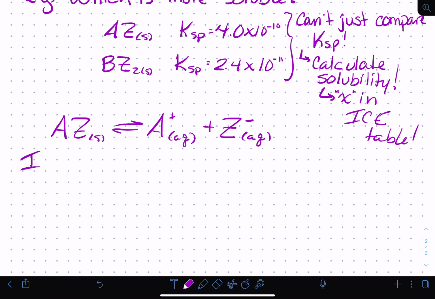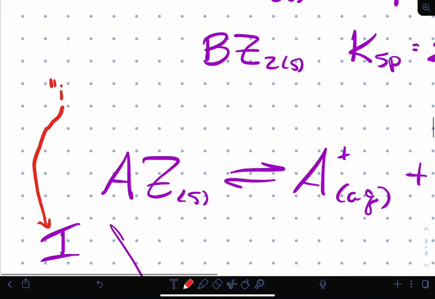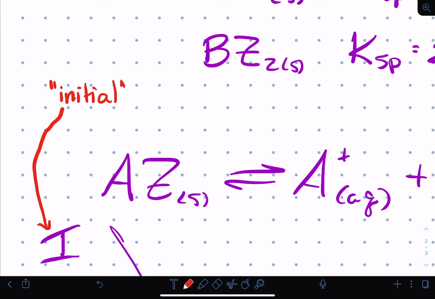So setting up our ice table, ICE. AZ is a solid, so we're just going to completely ignore that as usual. Now what our I row represents here is often a little bit confusing for people. I stands for initial in our ice table. So we want to think about what is our initial state in this particular case. The initial state means before any reaction has happened. So that means when we have just AZ and no ions have formed yet. We have just reactant and no product before anything dissolves in water.